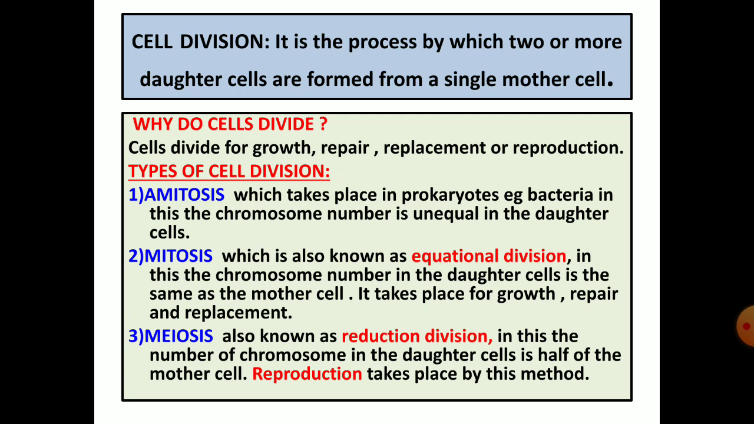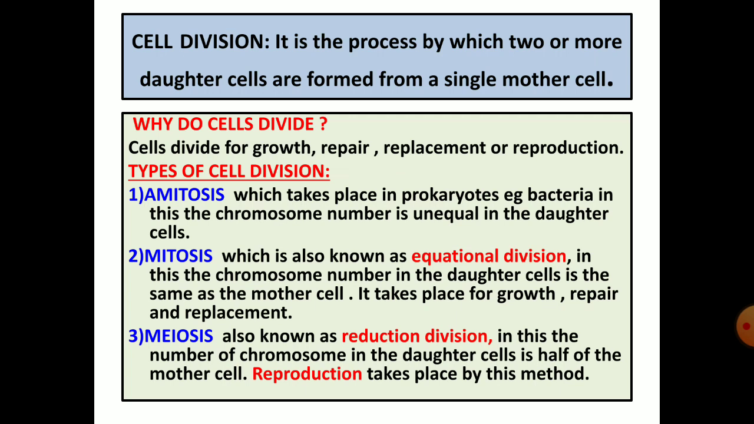Now, types of cell division. There are three types of cell division. First, amitosis, which takes place in prokaryotic cells like the bacteria. In this, the chromosome number is unequal in the daughter cells. Actually, in this type of division, the nucleus divides into two daughter cells without the nuclear membrane disintegrating. Hence, both these daughter cells may get equal or may get unequal number of chromosomes.